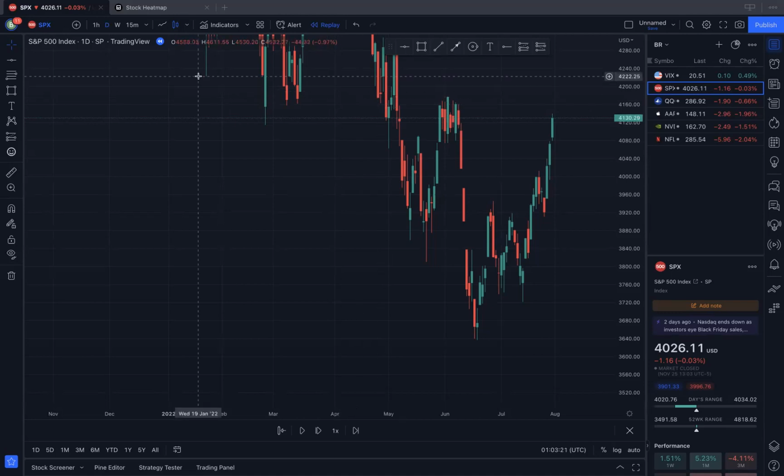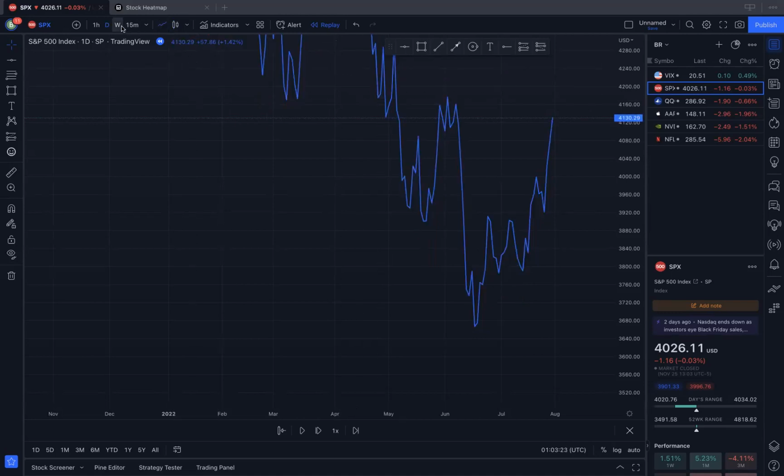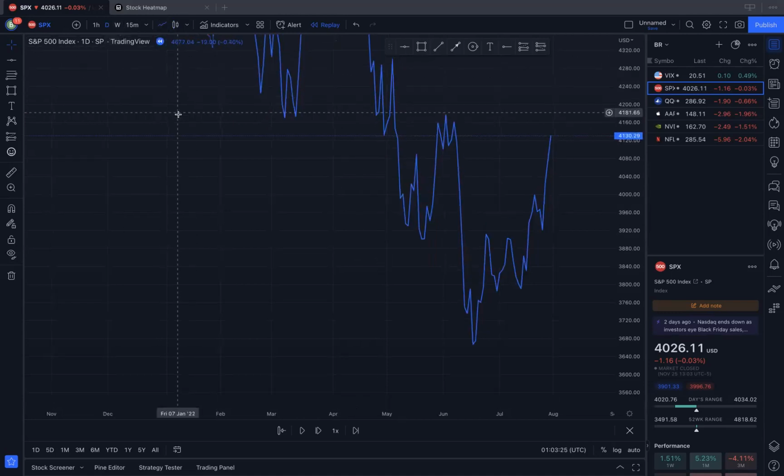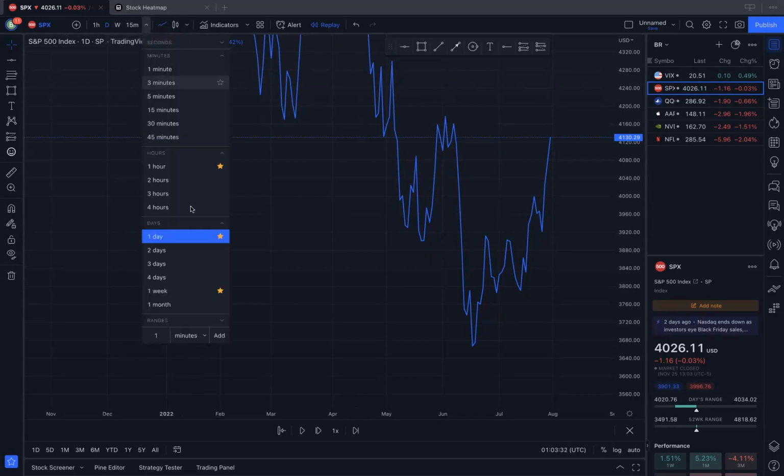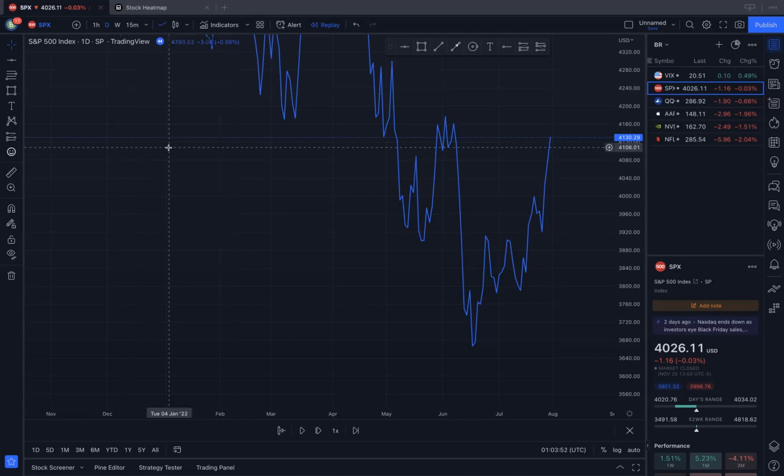So this is how I go about drawing my levels. Usually you start on the higher time frames. The higher the time frame, the more significant the level. So always keep that in mind. Meaning a level drawn or found on the daily is more significant than the 4 hour, and the 4 hour is more significant than the 3 hour, the 3 hour more significant than the 2 hour, and so on. So the bigger the time frame, the more important the level is. Okay, but we're just going to go on the daily time frame for the sake of this.